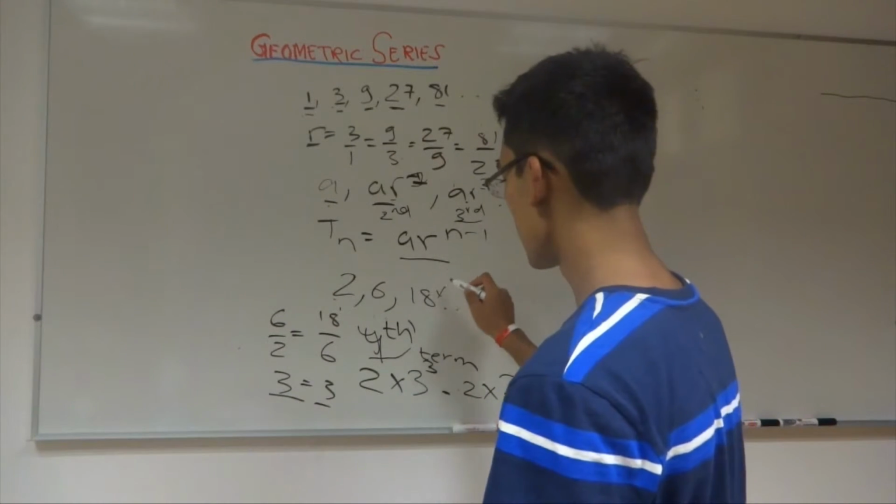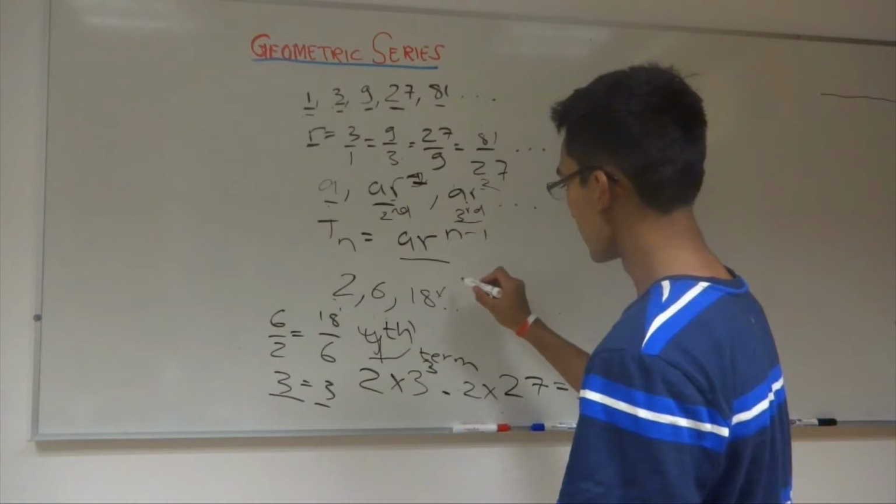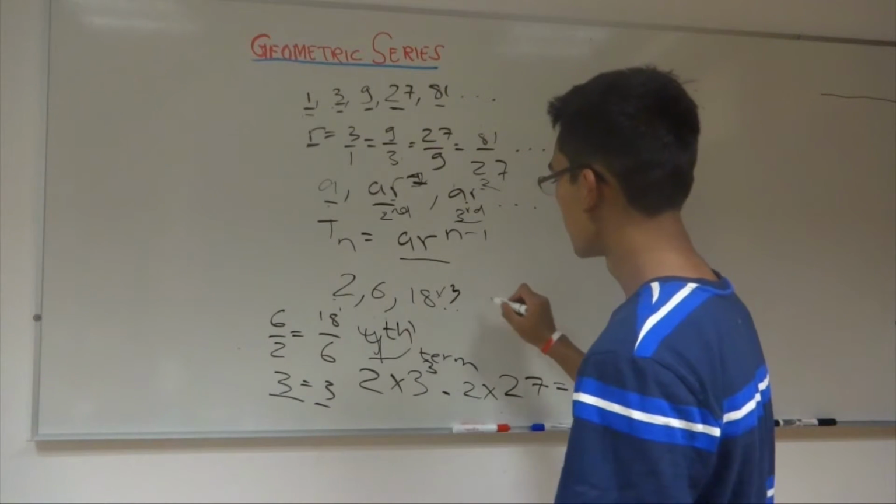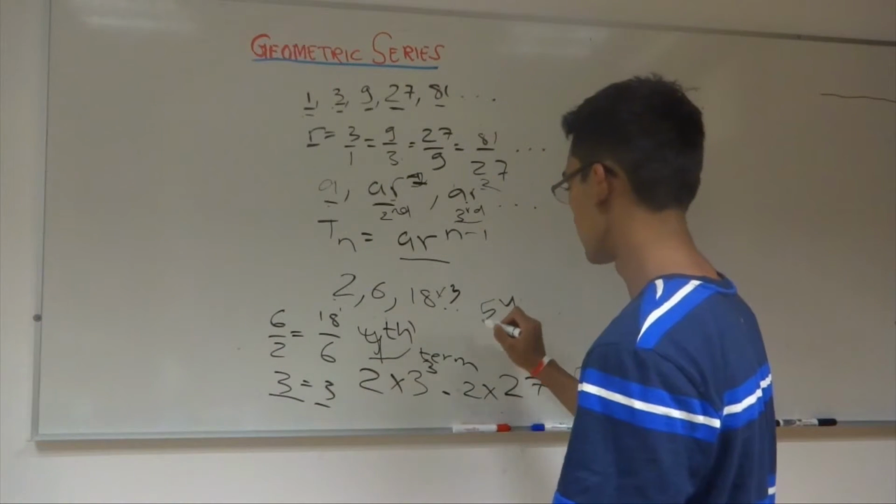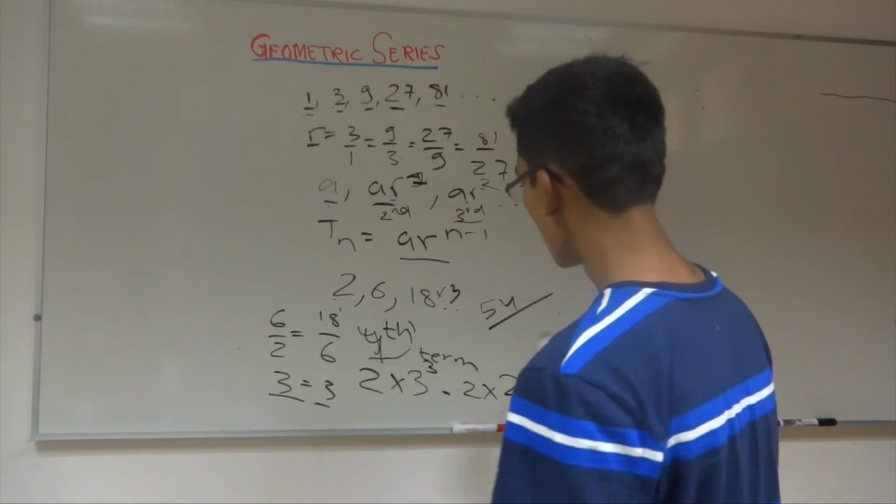We could have done it using a simpler method: times it by 3. 18 times 3 is 54. The next term would be 54.